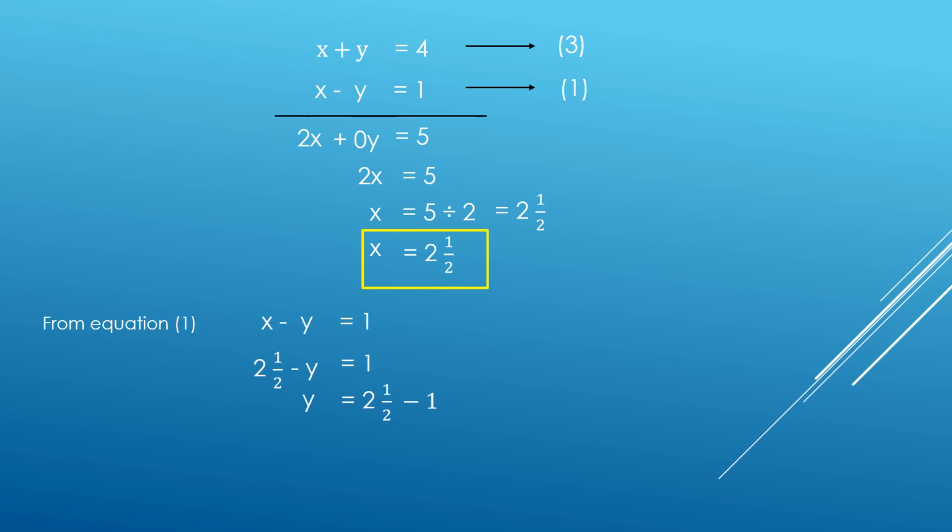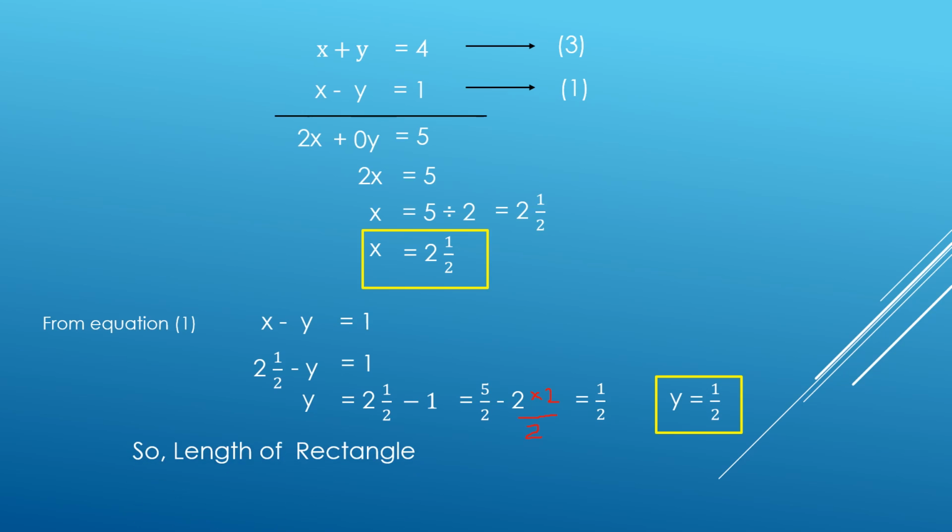Correct. 2 1/2 minus 1, that is 5/2 minus 1. As we have done in the previous problem, we multiply the numerator and denominator of 1 with 2, that is 2/2. So we get 5/2 minus 2/2, that is 3/2. Good. So we got the value of y as 3/2. And what is this x and y? Correct. Length of the rectangle is x, and we got it as 2 1/2. And breadth of the rectangle is y, and we got it as 1 1/2 meters.